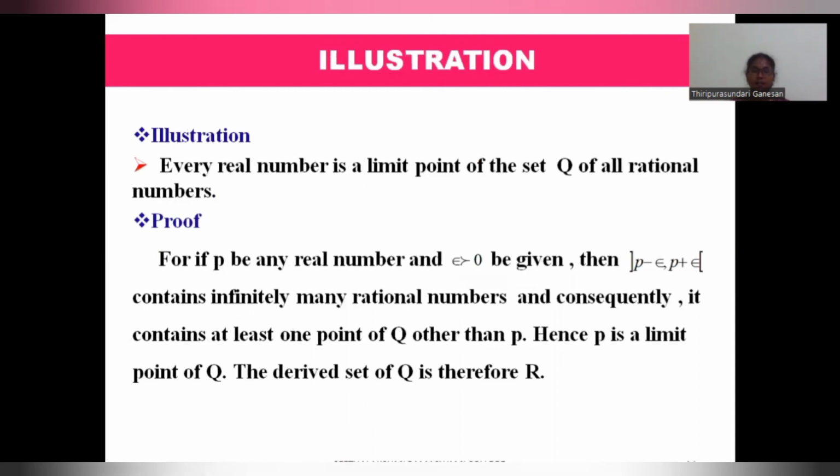Illustration: every real number is a limit point of the set of all rational numbers. To prove this, choose a point P to be any real number, and let epsilon greater than 0 be given. Then the open interval P minus epsilon, P plus epsilon contains infinitely many rational numbers, and consequently it contains at least one point of Q other than P. Hence, we can say that P is a limit point of Q. Therefore, the derived set of Q is R.